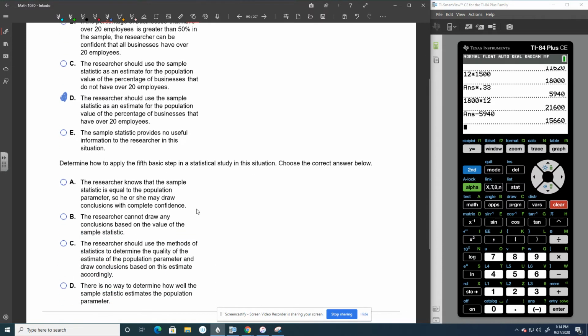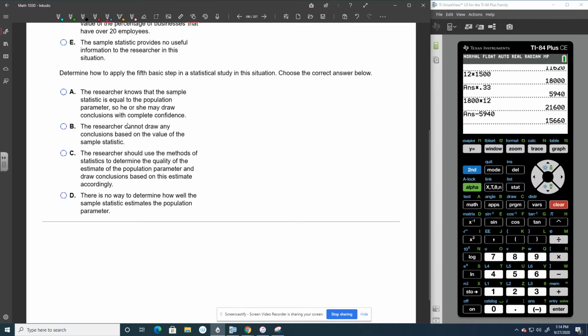And then determine the 5th step. The researcher knows the sample statistic is equal to the population. The researcher cannot draw any conclusion. The researcher should use the methods of statistics to determine the quality of the estimate, and draw conclusions based on the estimate accordingly. That sounds good to me. There's no way to determine how well the sample statistic estimates the population. That's not true. So we're going to stick with part C for that one.